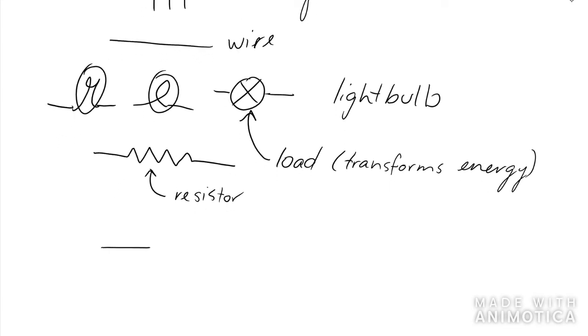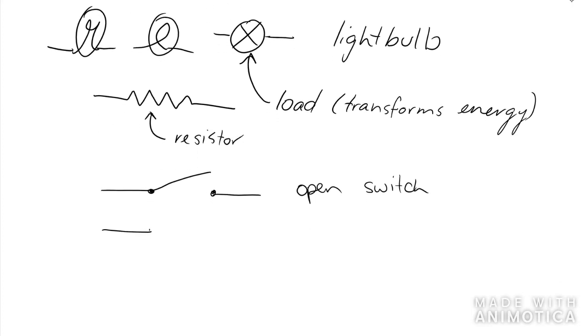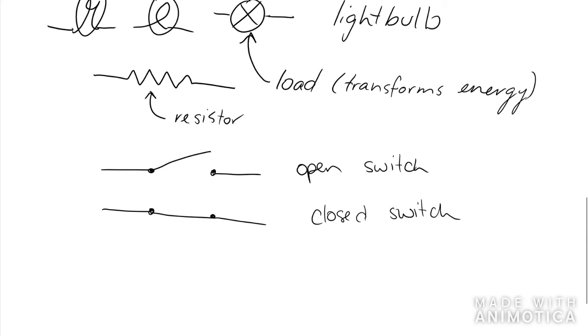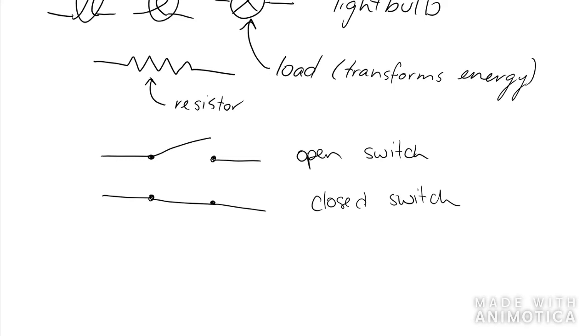And then we have switches. An open switch, which means the electrical energy cannot move, or a closed switch. We do have other symbols that we'll be looking at later on next week. Things like a voltmeter, an ammeter, but we won't be looking at those until later on.